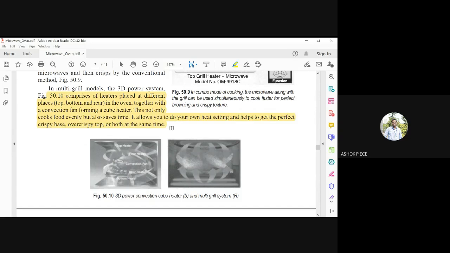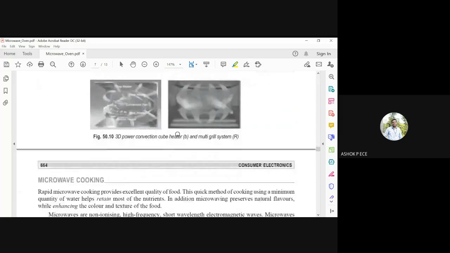So you have many heaters around the food, and you have a convection fan to ensure that the microwaves are distributed uniformly. So the bottom of the food is crispy, the top of the food remains less crispy, so that when you eat it, you can feel the crispness.